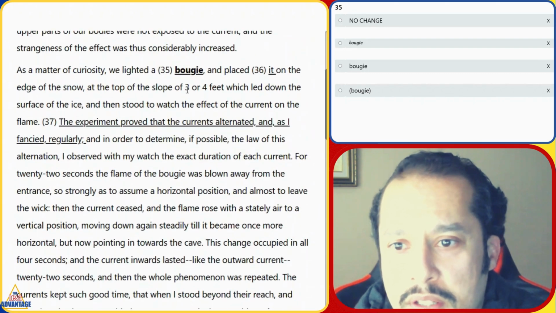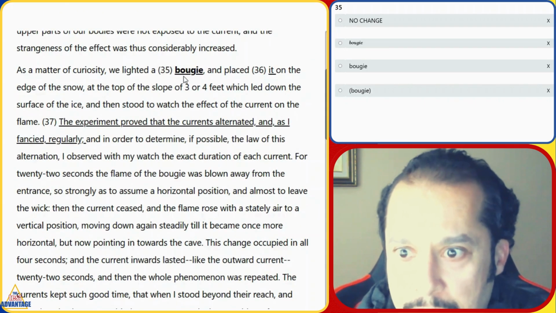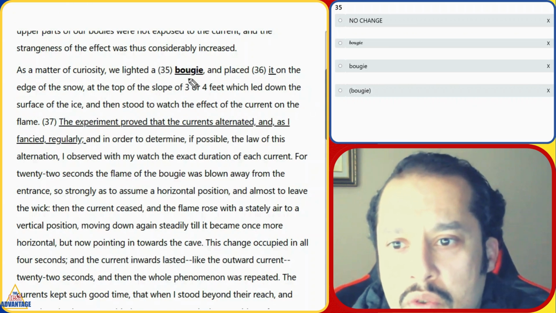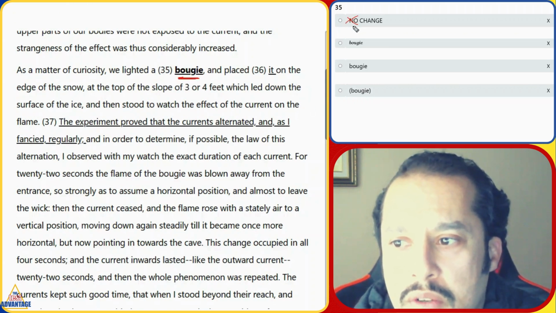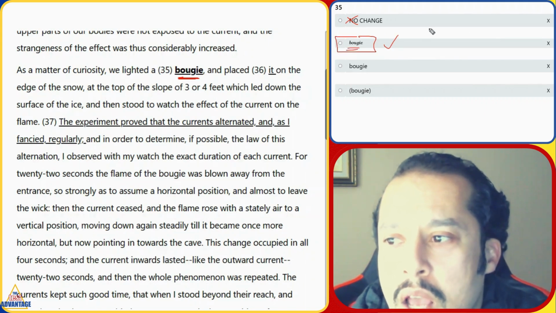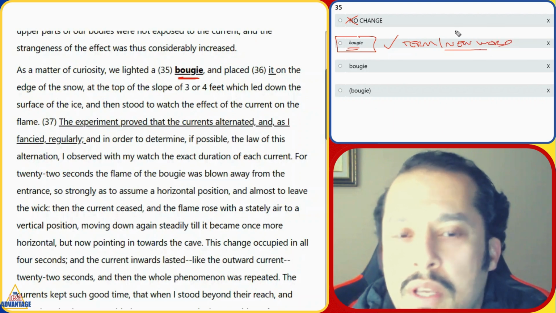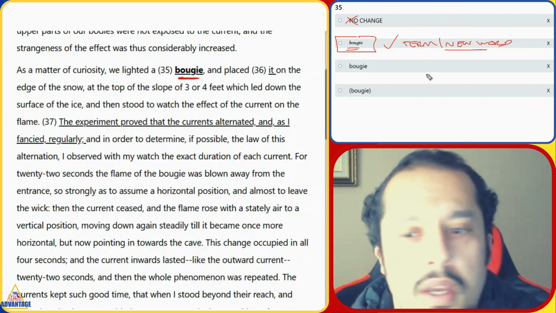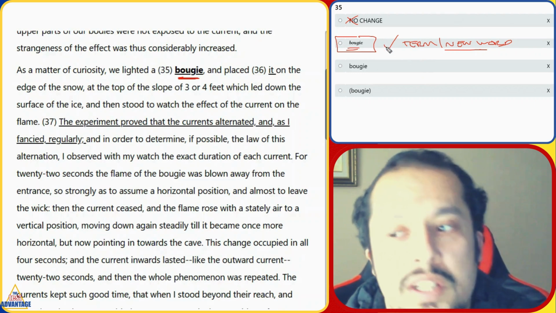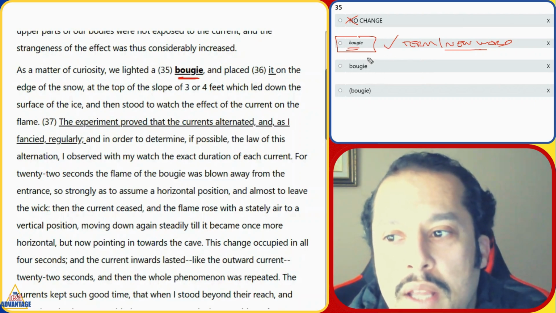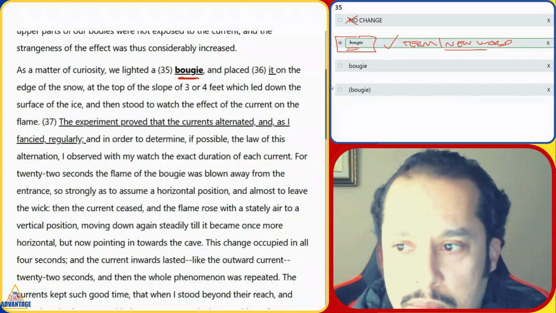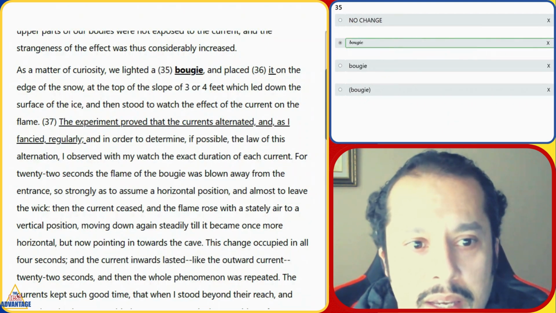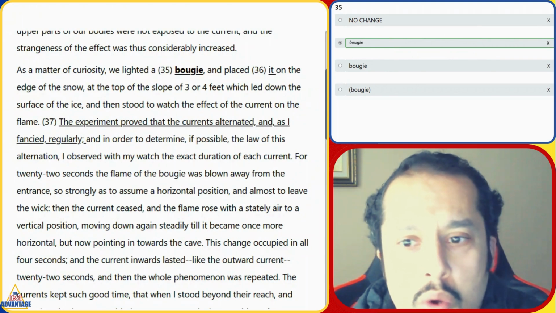It's basically asking about formatting. As a matter of curiosity, we lighted a bogey and placed it on the edge of the sword. So you wouldn't put it in bold. Bold is for titles. You put it in italics. Italics indicates a term I'm not used to, or a new term, or a new word. The word could be in another language, or completely new to me, a specialized term. So I like answer B the best. Italics indicate a special use case, special word.